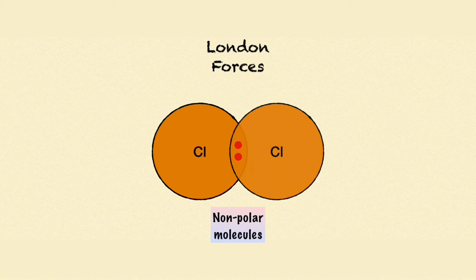Non-polar molecules are molecules that share electrons equally in a covalent bond, where there is no net electrical charge across the molecule. The electrons are evenly distributed. An example of a non-polar molecule is Cl2.